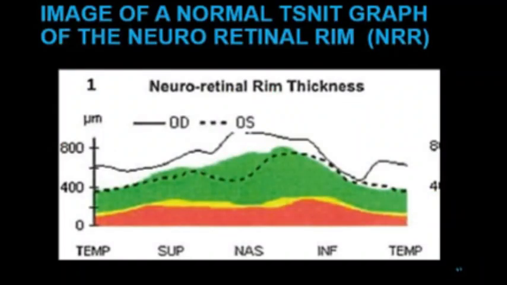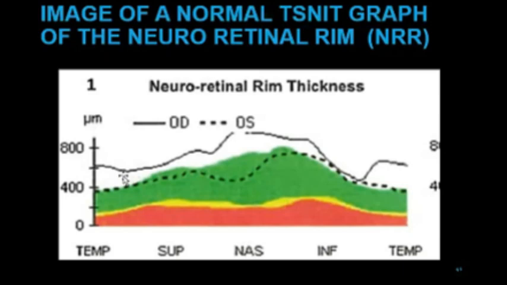Now, this is an image of a normal discrete graph. Discrete means temporal, superior, nasal, inferior, and temporal graph of the neuroretinal rim. So this image is normal. This line here, is it for the right eye or for the left eye? The straight line. Right. What of the dotted line? Left. Okay, good, you are following me.